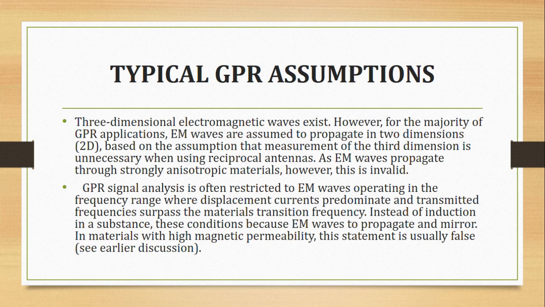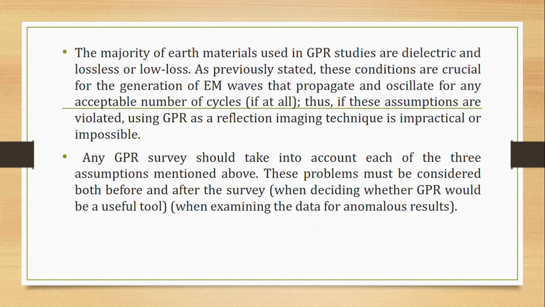GPR signal analysis is often restricted to EM waves operating in the frequency range where displacement currents predominate and transmitted frequencies surpass the material's transition frequency, instead of induction in a substance. These conditions cause EM waves to propagate in materials with high magnetic permeability. This statement is usually false.